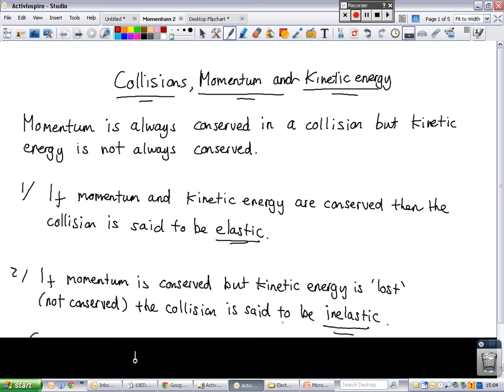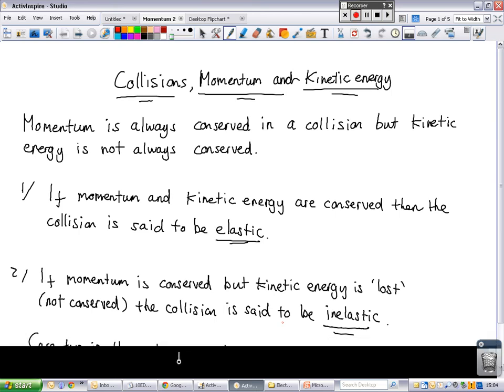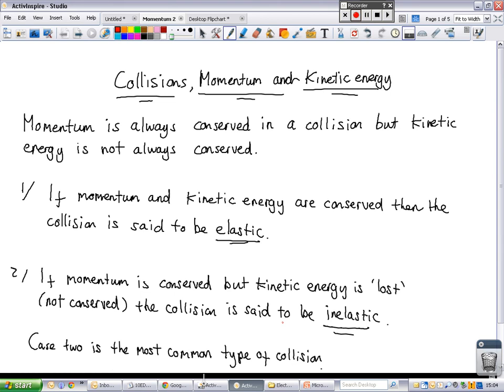The second type of collision is an inelastic collision, and that's when the momentum is conserved, because momentum is always conserved, but kinetic energy is lost, or it's not conserved. It goes somewhere into another form of energy, for example. The most common type of collision is an inelastic collision. Most of the collisions that you encounter in everyday life or in the problems that you'll be asked within the exam will be inelastic collisions.